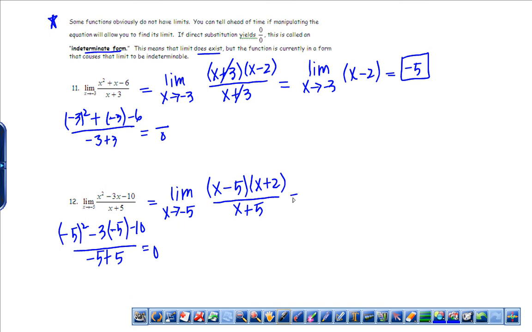Okay, so I am still going to plug in my negative 5, and I ended up with the same thing that I got here. Since I can't factor anything out, I'm just going to plug in my negative 5, and I got 30 over 0, so my limit does not exist.